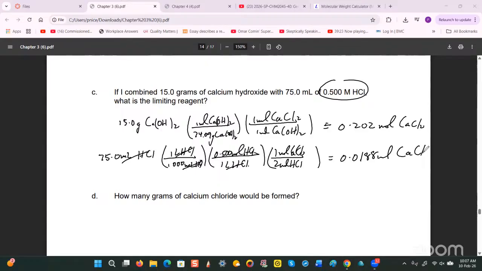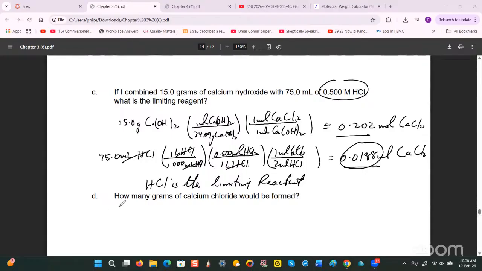So just like the previous problems, we compare these two numbers to see which one is lower. This one is lower, of course. So therefore, that means that HCl is the limiting reactant. And that's how you do that. So that's basically how we answer the C part. Okay. Any questions about this? Any questions about this one?